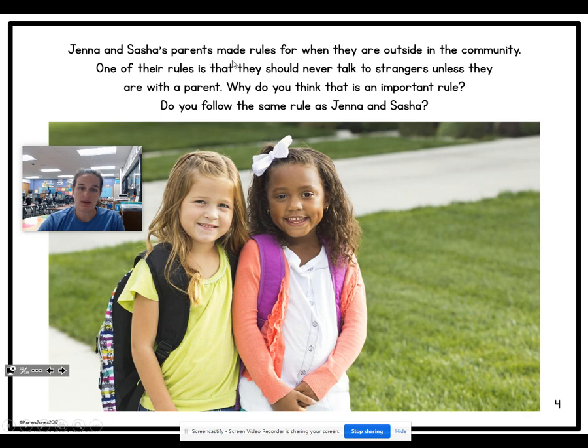Jenna and Sasha's parents made rules for when they are outside in the community. One of their rules is that they should never talk to strangers. That's an important rule, first graders. If you don't know who you see out on the street, you do not talk to them.